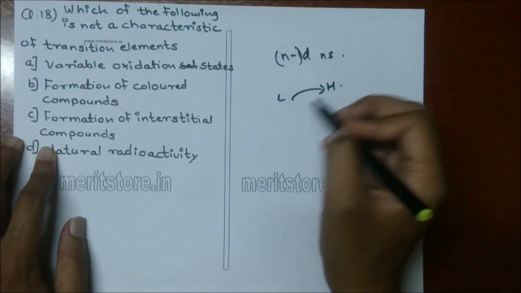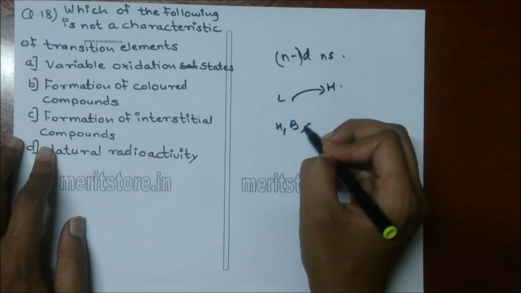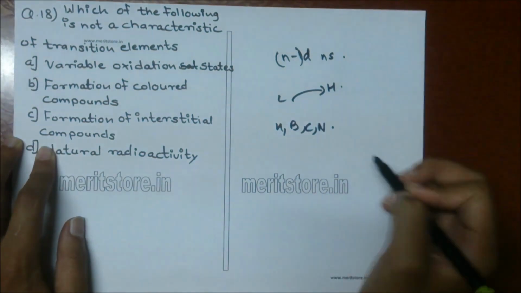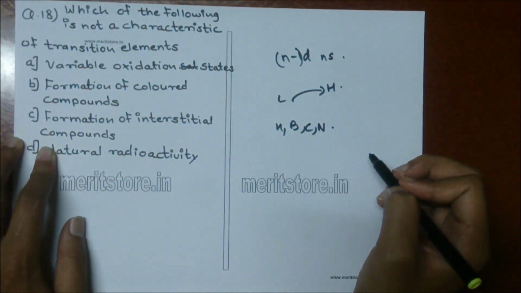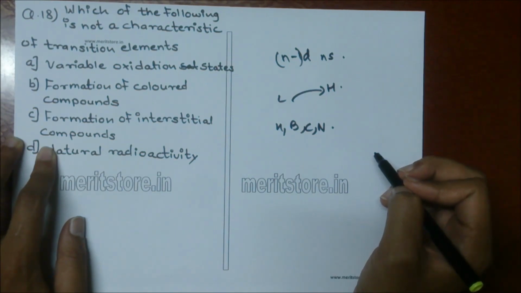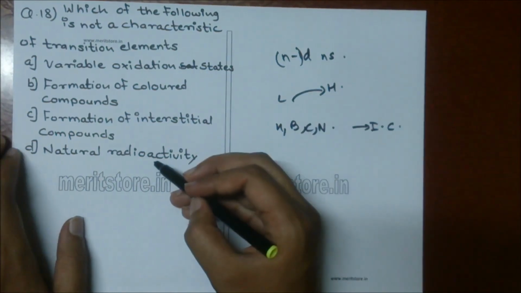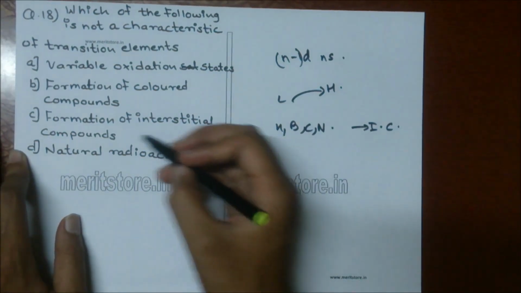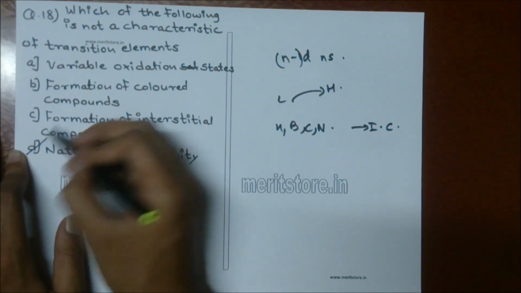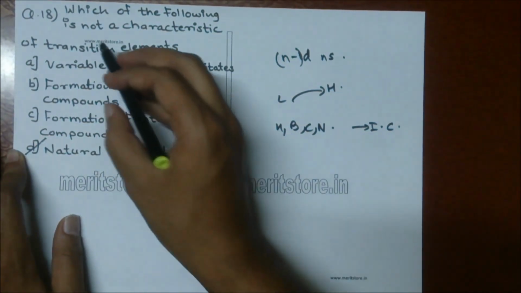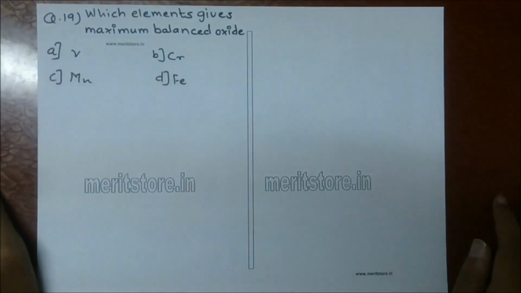Small non-metallic atoms such as H, B, C, N are able to occupy interstitial spaces of the lattices of d block element to form combinations which are termed as interstitial compounds. But natural radioactivity is the characteristic of f block elements, so it is not a characteristic of transition or d block elements. Number 19. Which element gives maximum valence oxide?